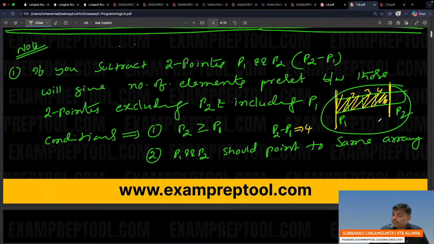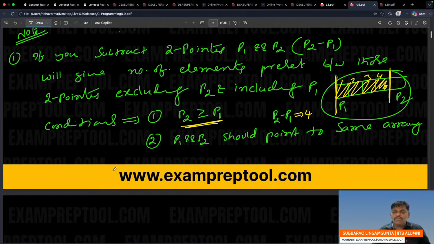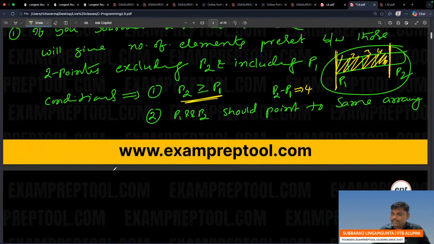But remember, P2 should be greater than or equal to P1. That is the first thing. And both should point to the same array, not just the same type. P1 is pointing to an integer somewhere in one array, P2 is pointing to some other array somewhere, which is also integer. But in between, what is there? How do I know? So P1 and P2 should point to the same array. Thank you so much for asking. I think that is the first point.